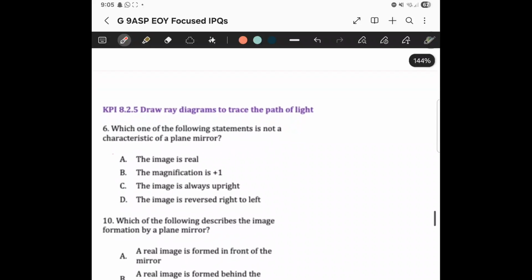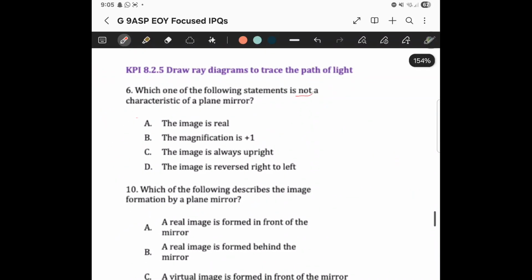Okay. Which of the following is not a characteristic of a plane mirror? So that means we're going to say, well, a plane mirror is like this. If you're standing in front of the mirror, you will see yourself in the mirror. You will become a virtual image in the mirror. You can see yourself, so it's not a real image.